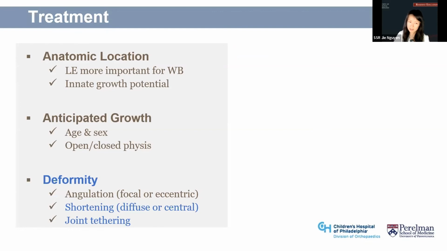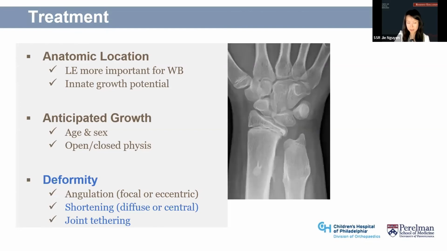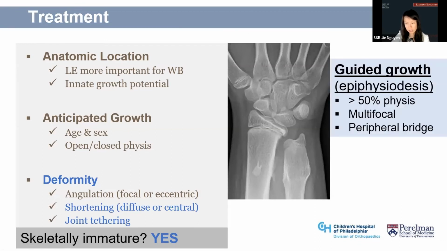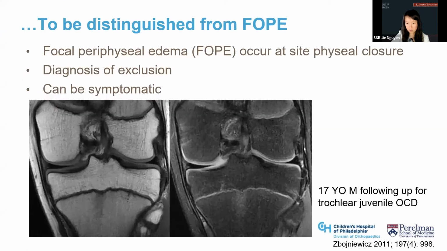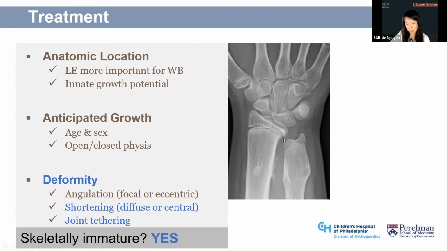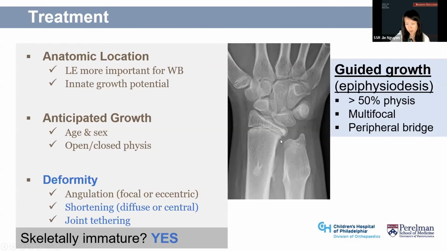So lastly is the deformity. How bad is a deformity that you actually need to do something? So here is a patient who has multiple hereditary exostoses. And you can see that there is ulnar negative variance, right? And then the distal radioulnar joint, which you can kind of imagine here is being pulled open, probably tethered a little bit as well.